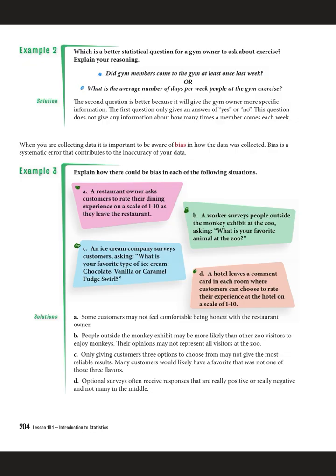D, optional surveys often receive responses that are really positive or really negative, and not many in the middle. Again, this is a bias, so you're going to get extreme answers, not more even-handed or moderate answers. You're either going to get people that really like it or really don't like it, and those are the people that usually fill out surveys. So that's just an example of bias in mathematics. Okay, moving on.